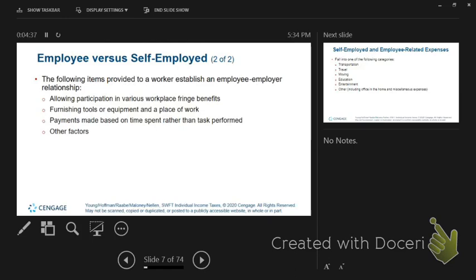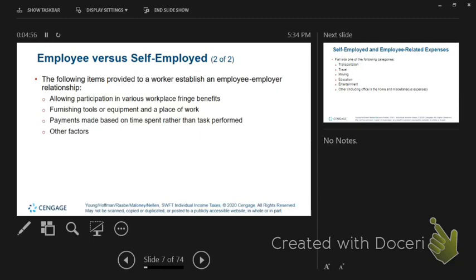All right, so how do you develop a relationship? An employer versus an employee. You participate in work things. They furnish your tools, your equipment, your place of work. Payments are based on time spent, not whether the task is performed. Notice they don't say you can say no, all right?